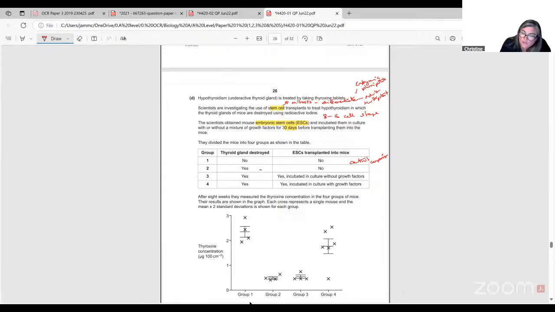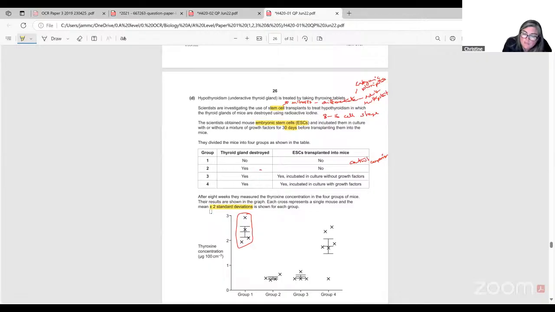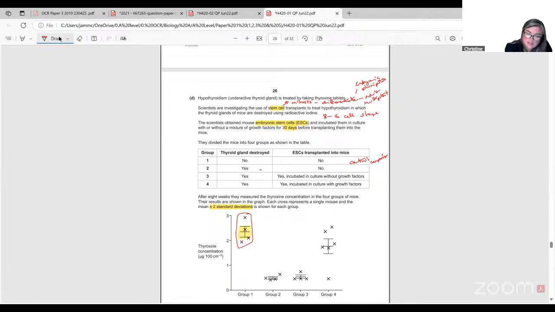Okay, so straight away, group 1, I can see we have a lot of variability in our data. We can also see, as it's told us here, 2 standard deviations. So each cross represents a single mouse, and the mean and 2 standard deviations has been given to us here. So all I'm looking at right now is 1 and 2: by destroying this, what we have got is a lower thyroxine concentration that's being produced. Okay, so that's the first thing, that has dropped down dramatically.